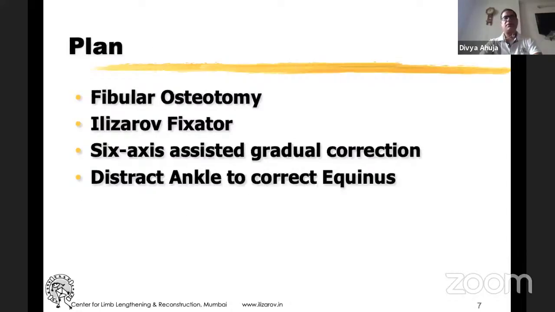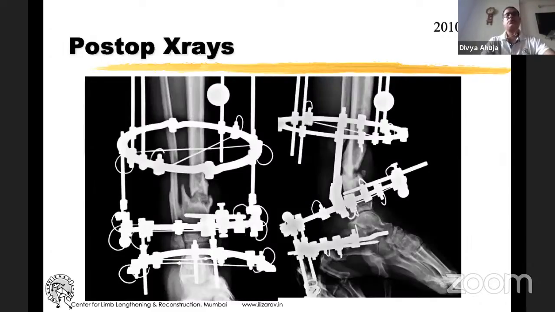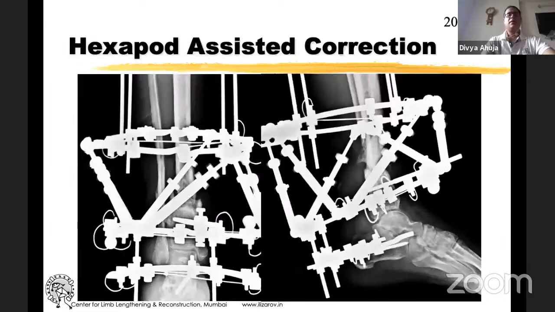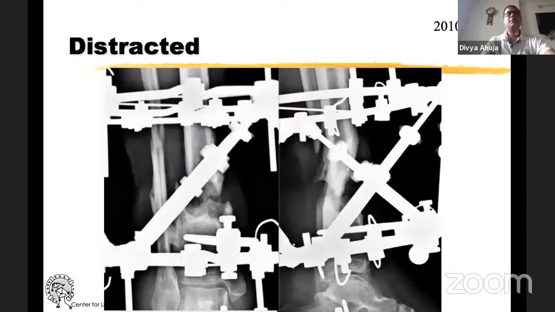So the plan was to do a fibular osteotomy, put on an ilizarov fixator, and since this was a stiff non-union, wanted to correct it gradually with the 6-axis device, and also add a heel ring to distract the ankle and correct the equinus. So the post-op X-rays, putting on the frame and the fibular osteotomy. I'll put on the hexapod to correct the recurvatum at the non-union. So first we distracted it, then corrected the angulation, and simultaneously started with the distraction at the ankle.